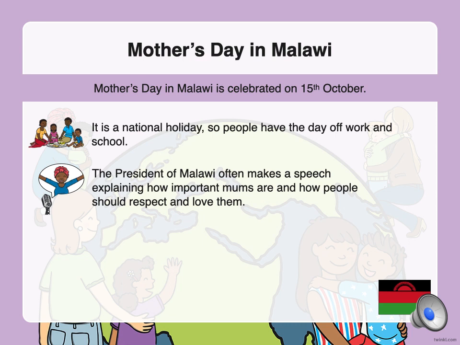And the president of Malawi often makes a speech explaining how important moms are and how people should respect and love them. So again, this just shows us that it is a very important holiday in Malawi, because the president and the leaders of the country get up in front of everyone and explain the importance of moms. So clearly a very big deal in Malawi.